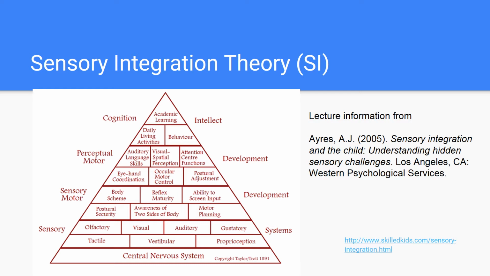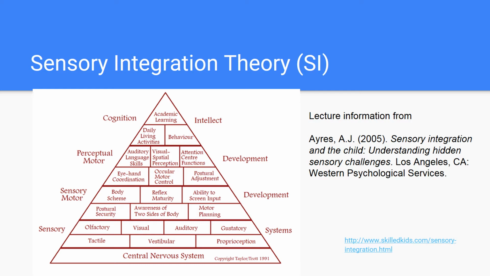SI theory, or sensory integration theory, was developed beginning in the late 1960s and early 1970s by Dr. Jane Eyre. She was an occupational therapist who worked with kids with developmental delays. Very simply, sensory integration can be described as organizing sensory input for use.